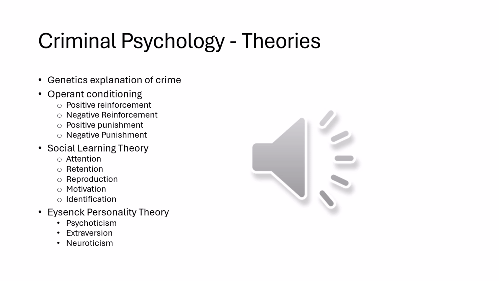Operant conditioning definitions: remember, positive is you are adding something to a situation, negative means you're taking something away from the situation. Reinforcement is to make the behaviour happen again, punishment is to stop the behaviour from happening. So positive reinforcement is adding something good to make the behaviour happen again, negative reinforcement is taking away something bad to make the behaviour happen again.